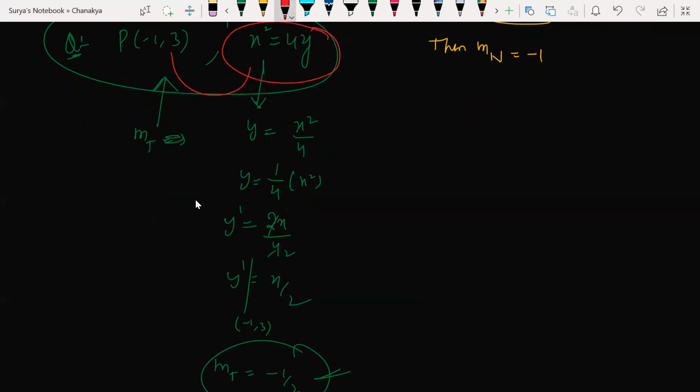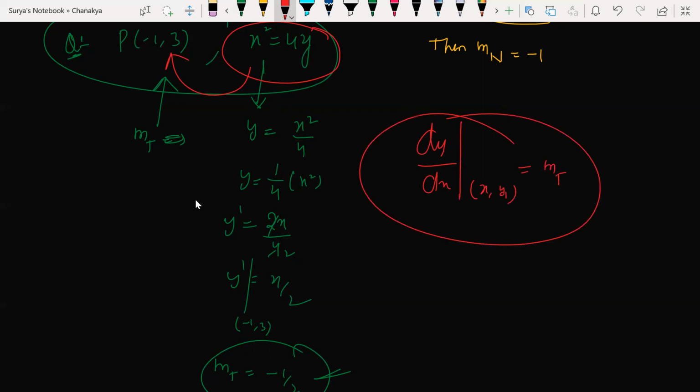Derivative of this function at this point is slope of the tangent. What did you learn from the derivatives lesson? This is what we have learned. Am I correct? Yes or no? Beta, the meaning of derivative is dy/dx. dy/dx at a certain point x1, y1 is nothing but the slope of the tangent. This is the definition of the derivative. Do you understand? Hope it is clear with everyone.